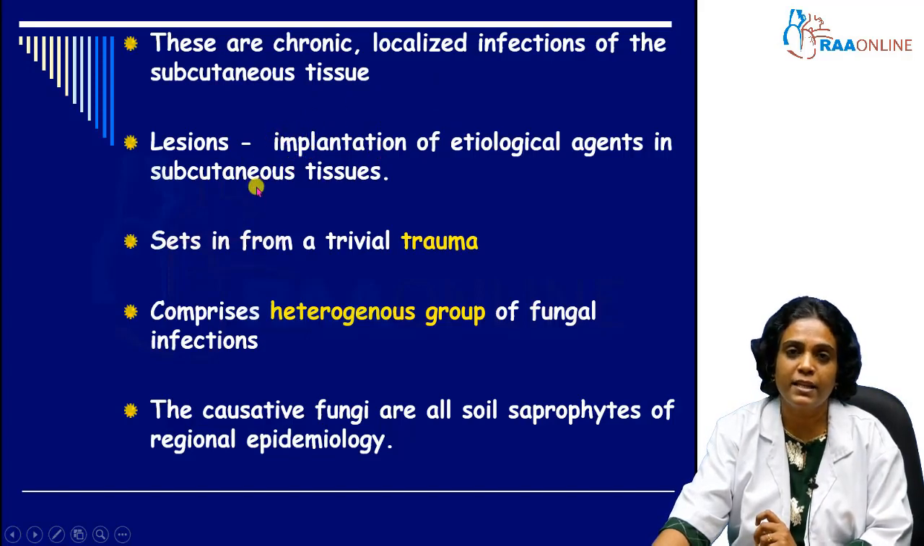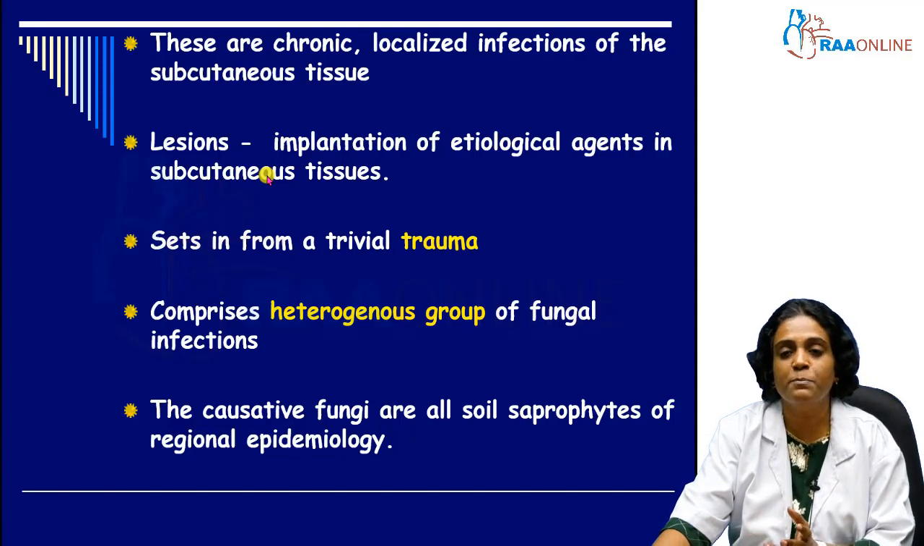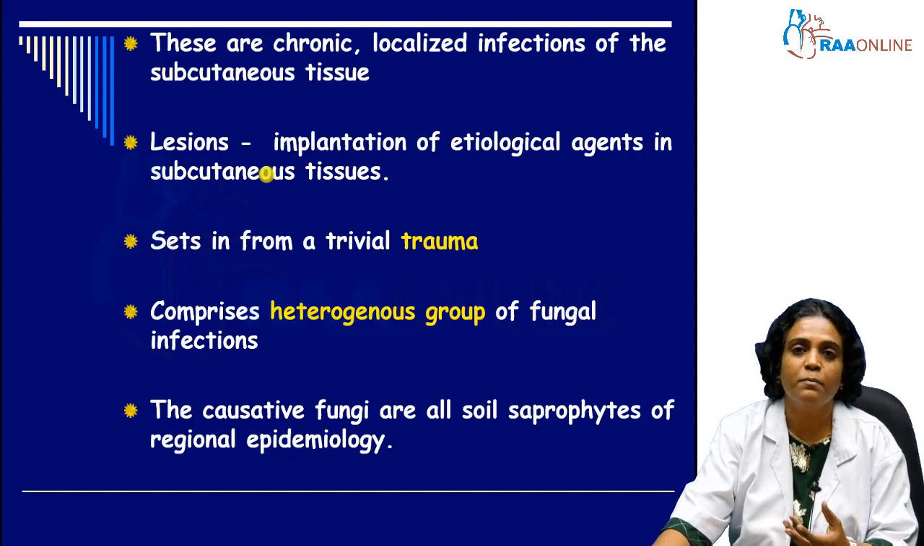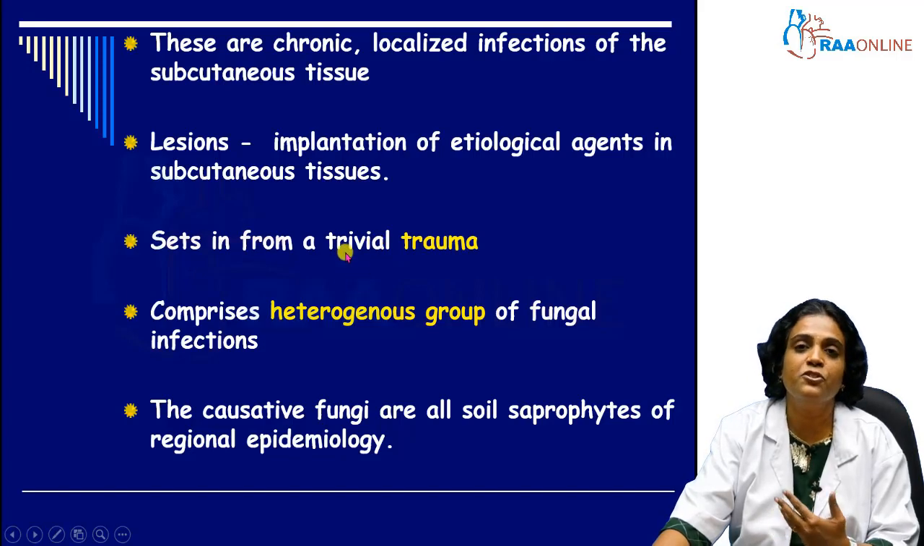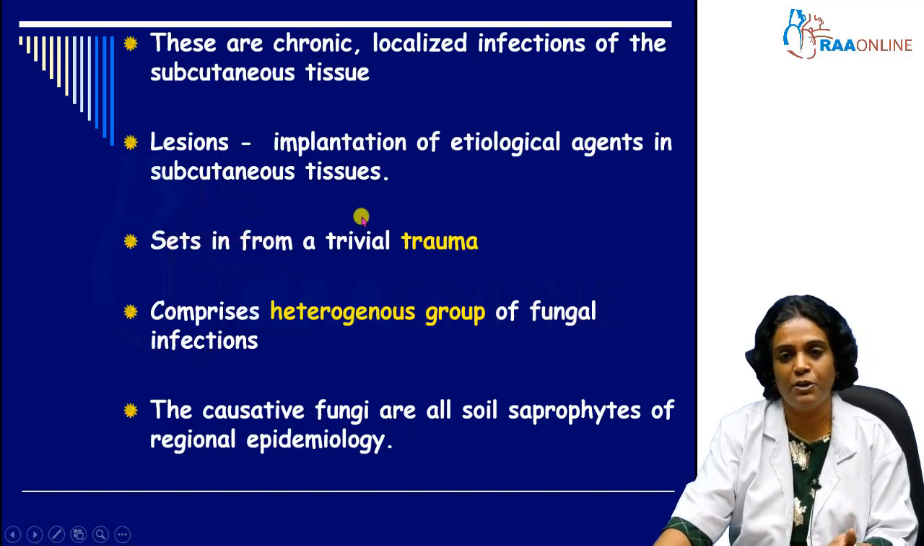And the infection sets in due to a trauma caused by a sharp object, or you call it as the splinter injury. Say sharp wood barks might get embedded in the subcutaneous tissue, and if the etiological agent like the fungal organisms are present, they can initiate the infection. And the subcutaneous mycosis is caused by a heterogeneous group of fungi. And most of these fungi are soil saprophytes and each have got a regional epidemiology.